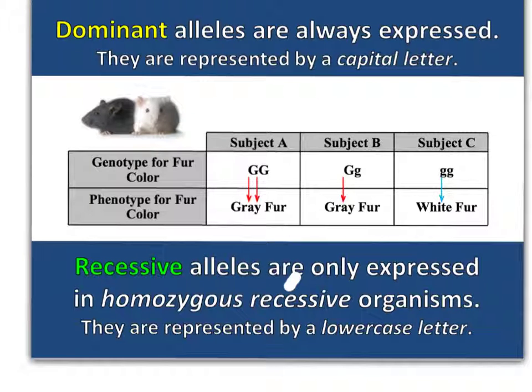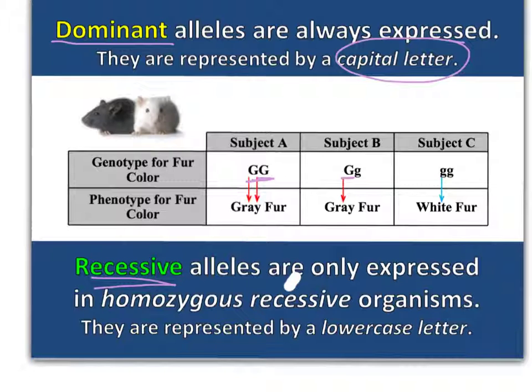Dominant alleles are always expressed. I already told you, the big one always wins. Okay, they're represented by a capital letter. That's why I call it the big one, because it's a capital letter, so the big one wins. It's easier to say. Okay, so dominant, big letters. They kind of overtake the smaller letters, big letters win.